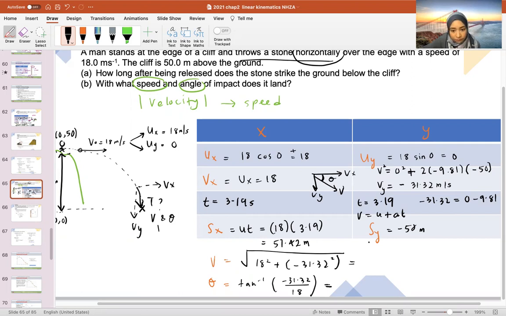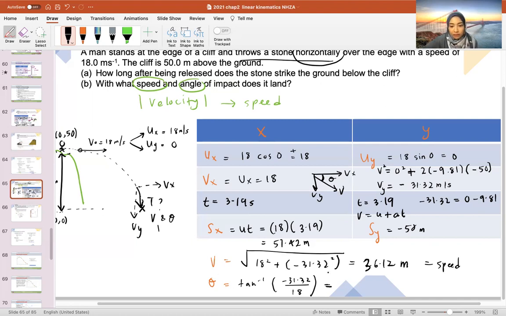Anyone? 36.12. 26.12. 36, okay. Meter. So this is the magnitude of your velocity, or speed. Boleh. So this is also speed because it's magnitude. Magnitude maksudnya tak ada direction.